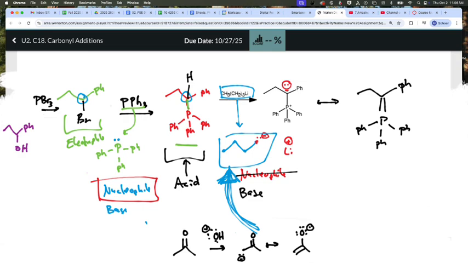If we take a step further back, does the phosphorus there have any lone pairs? No. There are 5 bonds to that phosphorus. We have exceeded the octet on phosphorus. Are we allowed to exceed the octet on phosphorus? Yeah, we are.